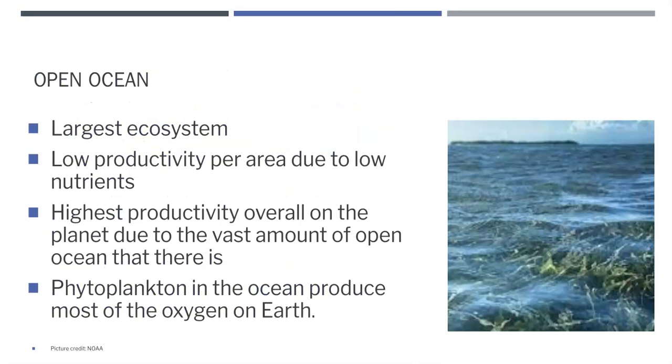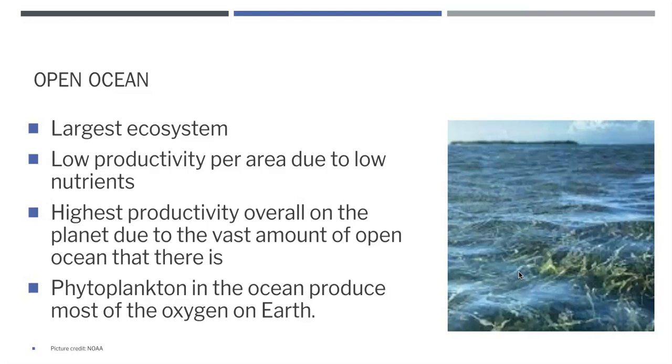The next ecosystem is the open ocean. It is the largest ecosystem in the world. And when we've learned about productivity, or we'll learn about productivity in Unit 1, productivity is the amount of energy made by your producers available to consumers. Now, the open ocean has low productivity per area because it doesn't have a lot of nutrients in the open ocean. But because it's so vast, the open ocean is the biggest portion of our planet.